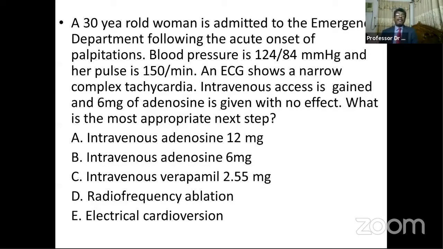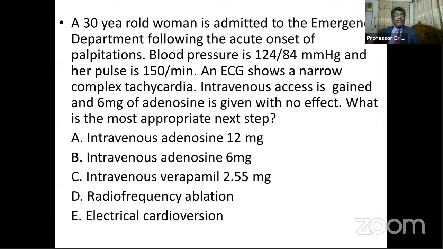So intravenous access is gained and 6 milligram adenosine is given with no effect. As the patient is suffering from narrow complex tachycardia, that is suggestive of supraventricular tachycardia. So this patient is treated with IV adenosine, 6 milligram was given. What is the most appropriate next step? There are 5 options given: intravenous adenosine 12 milligram, that is the double dose of adenosine; intravenous adenosine 6 milligram, that is the same dose repeated; intravenous verapamil 2.5 milligram, that is instead of giving adenosine, the drug is changed; radiofrequency ablation; and electrical cardioversion, as the patient is suffering from SVT.